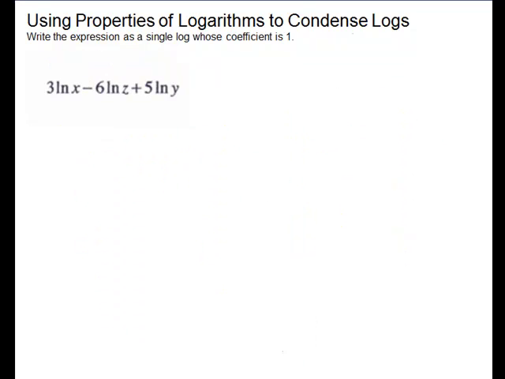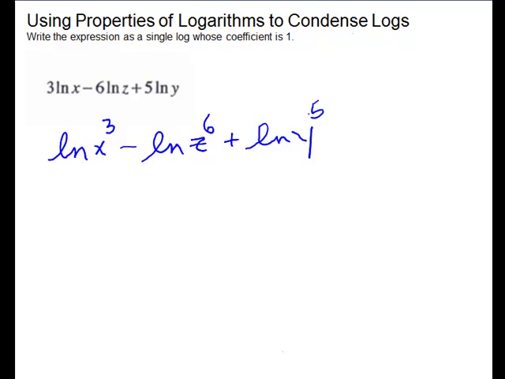We have one more problem that we will condense back to a single log, and we have coefficients here, so let's put those back as exponents. So we have the natural log of x cubed minus the natural log of z to the 6th plus the natural log of y to the 5th. And we're going to write this as a single log. And we have both minus and plus.